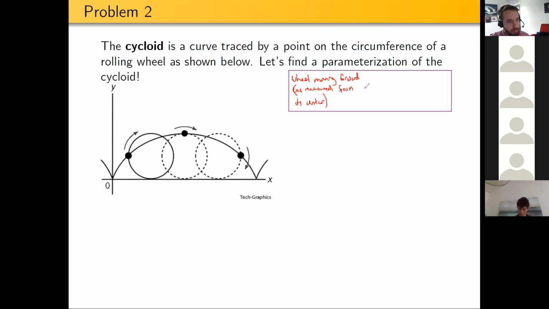Plus, and then we can add on to this a parameterization of the LED light or the particle. In blue, we'll do that. We can figure out a parameterization of the LED light or the particle spinning around the wheel.